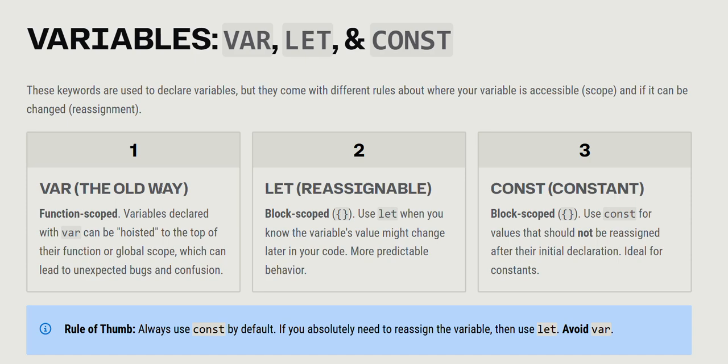let is reassignable. Use let when you know the variable's value may change in your code, for more predictable behavior. And coming to the next one, const. Use const for values that should not be reassigned after their initial declaration, ideal for constants. Always use const by default. If you absolutely need to reassign variables, then use let, and you can definitely avoid var because it's the old way.